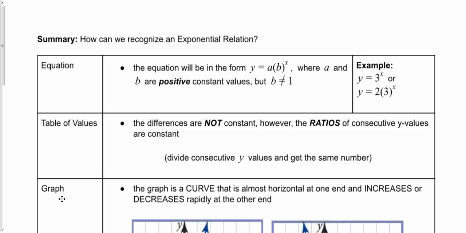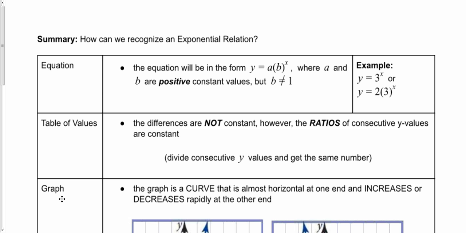So before we do a couple of examples of comparing the three different types of relationships, linear, quadratic, and exponential, I just want to again highlight and summarize how we recognize an exponential relationship. So first off, if we're looking at an equation for an exponential relationship, the equation will be in the form of y is equal to some constant a times b to the exponent x, or to the exponent of some variable. And a and b are both going to be positive numbers, but b cannot be equal to 1. So b cannot equal positive 1.